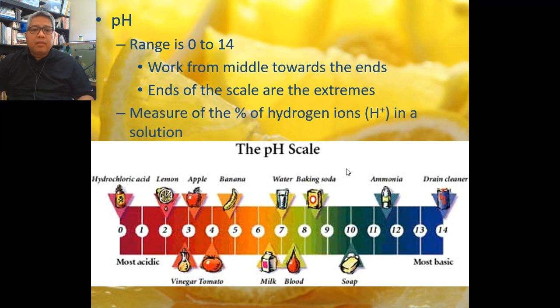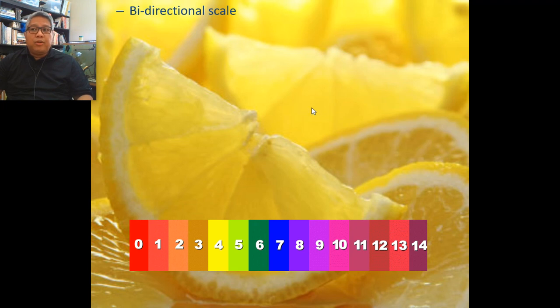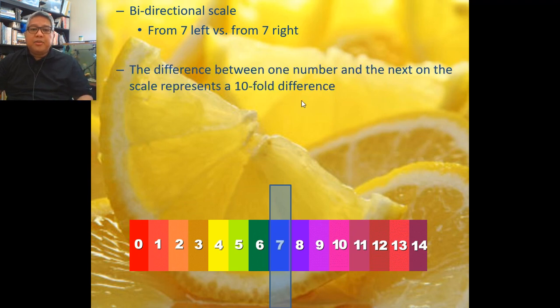Okay, pH measures the percent of hydrogen ions in a solution. In this case, the more hydrogen ion present, the lower the pH. So again, remember that the more hydrogen ion present, the more acidic the solution, the lower the number. So it's a bidirectional scale: 7 left, 7 right. The difference between one number and the next on the scale represents a tenfold difference. So let's say, for example, 0 is 10 times more acidic than 1.